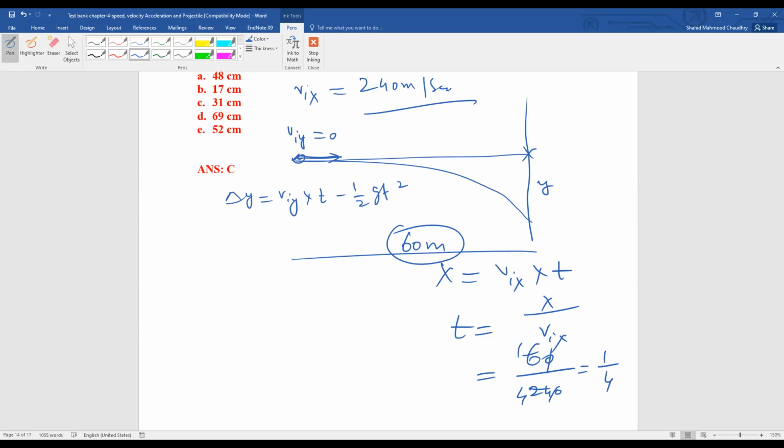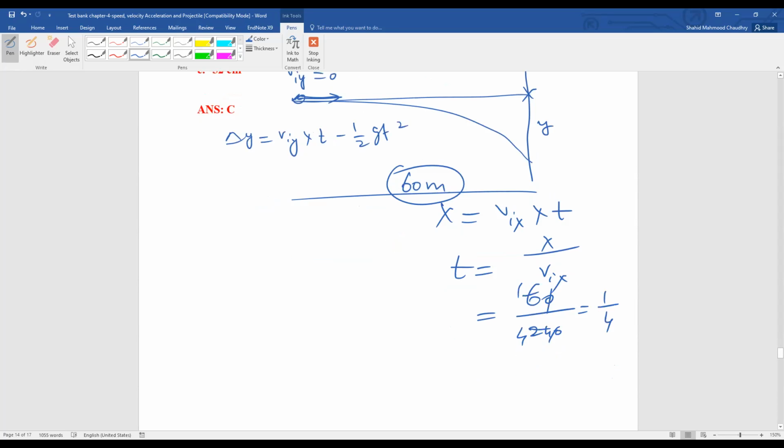Okay. So what we will do? We will put the value of this one. To find this delta y or y value, ViY is 0 minus 1 over 2 into g. g is 9.8 into t square. So t square is 1 over 4. 1 over 4 means 0.25 square.